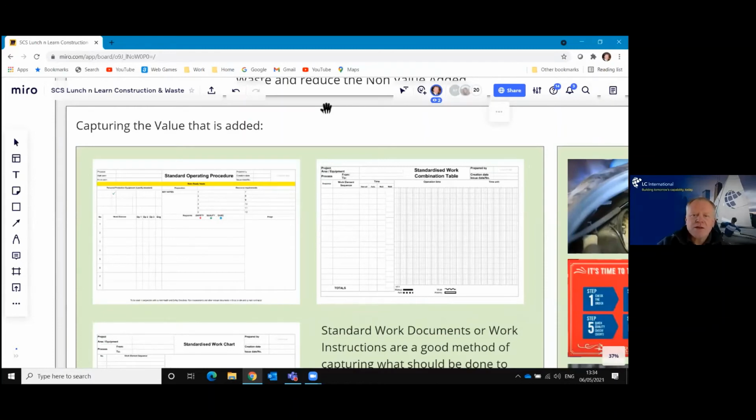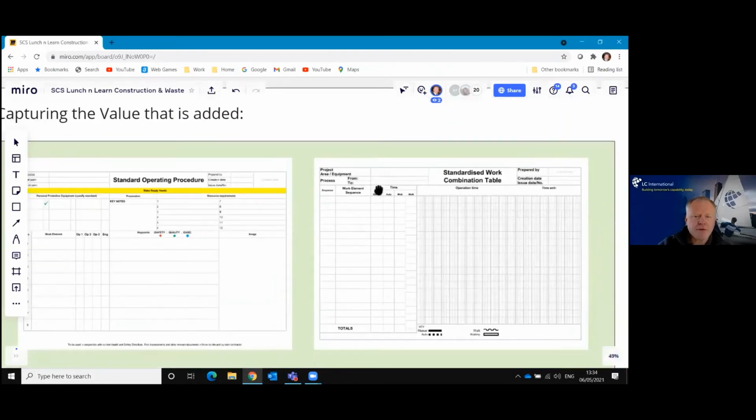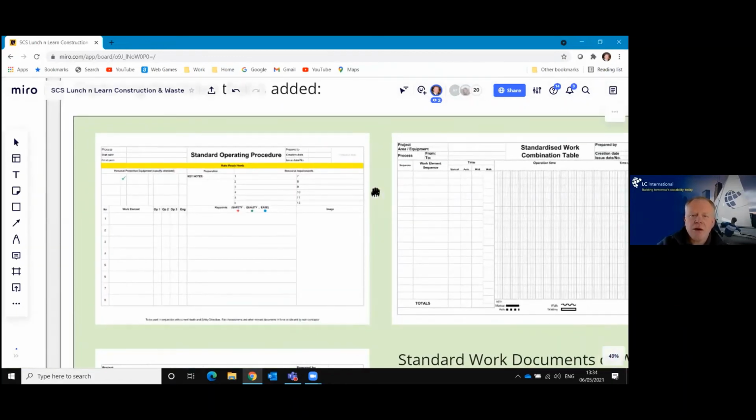Now, these are traditional ways of capturing information, whether it be in a process chart or diagram, or a standard operating procedure that captures the main key steps that we need to work on to deliver what's expected. It could be a risk assessment or method statement that you use to ensure that your supply chain partners and the people that you work with know what has to be completed.